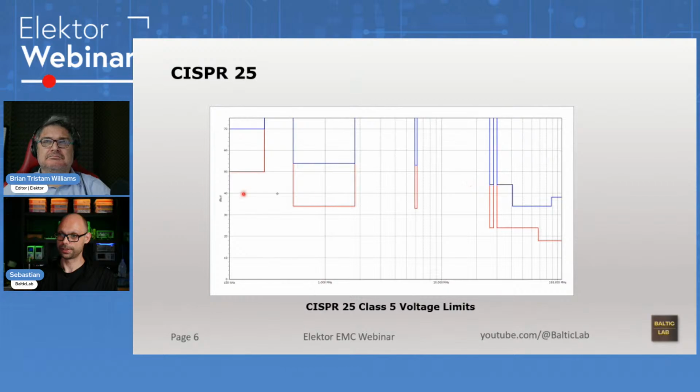And just looking at the protected bands, it shows how old some of these standards are, even though this is a new revision.